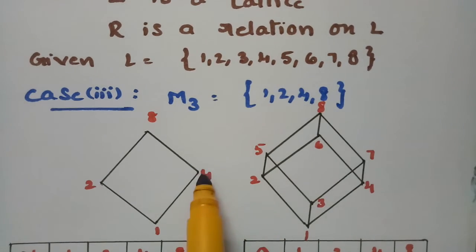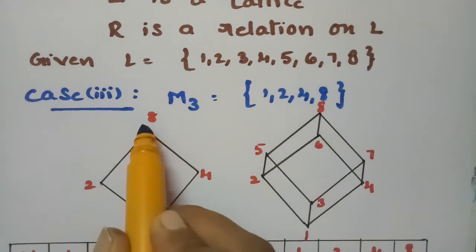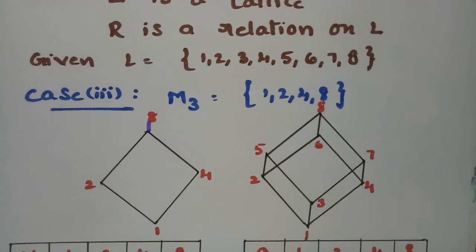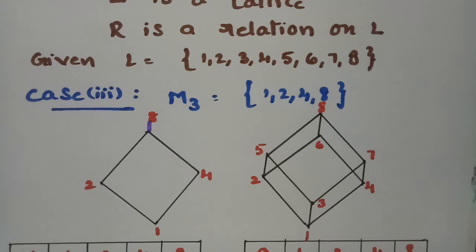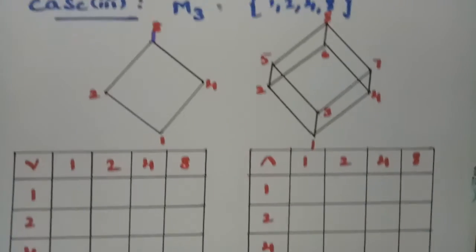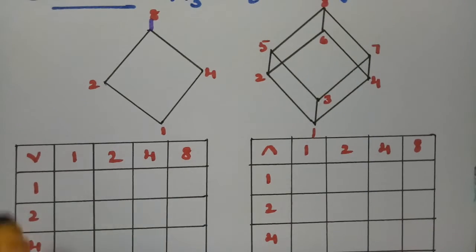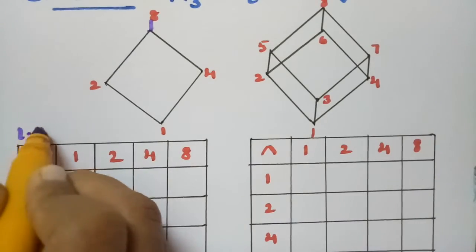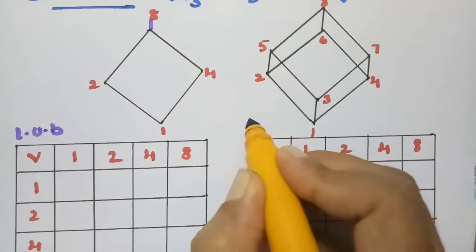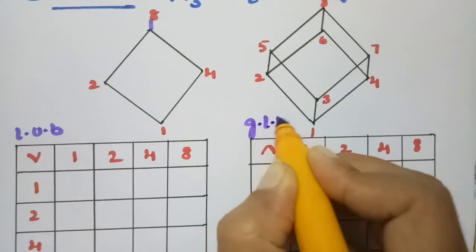So here 2 is needed, 4 is needed, and there is 8 here. See here, again I have to show whether the closure property holds or not. So I am taking join and meet. What is join here? Join is nothing but the least upper bound, and meet is the greatest lower bound.